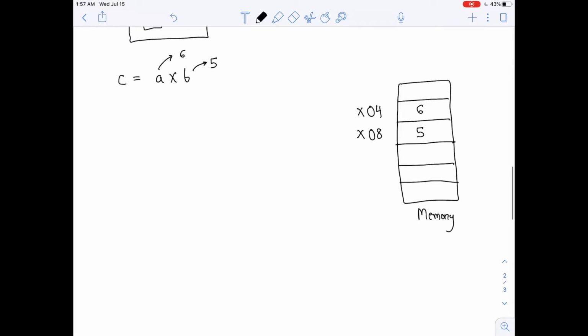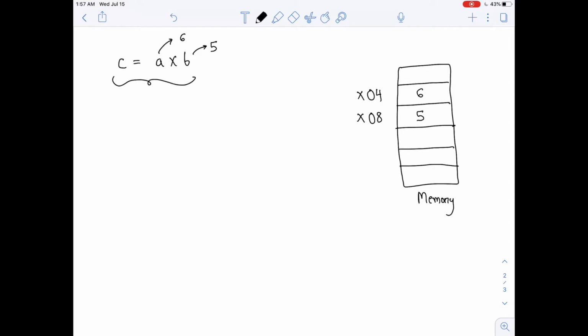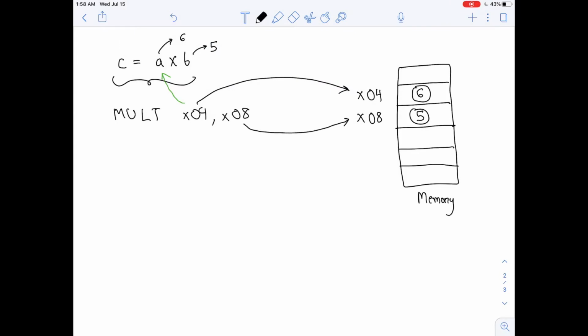So within the complex instruction set computer, this would look something like this: mult x04 x08. Basically x04 is the memory address which contains 6. In other words, x04 is a here, and again x08 is the memory address here which contained 5. In other words, x08 is b here.